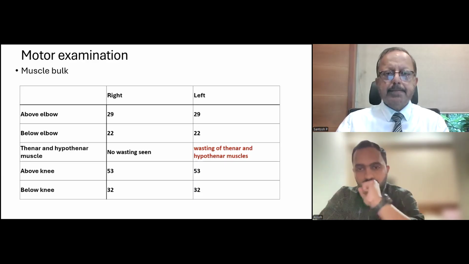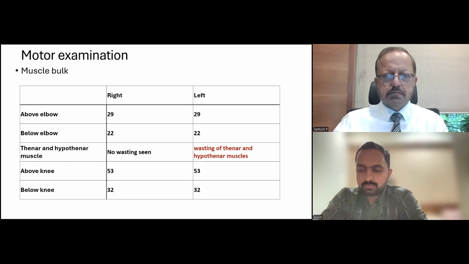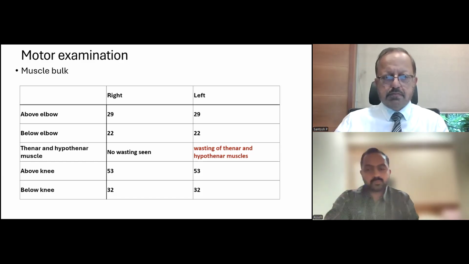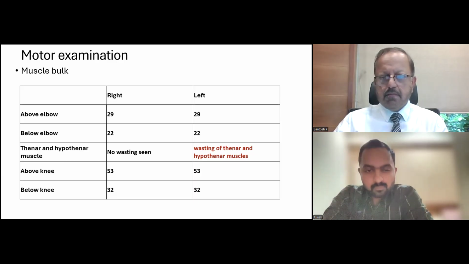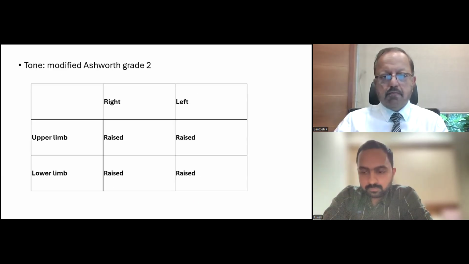On motor examination, muscle bulk above elbow is equal on right and left side. Below elbow, thenar and hypothenar muscle wasting was seen on the left hand. Below knee, above knee, bulk was equal on both sides. Tone was raised in all four limbs, modified Ashworth grade 2.